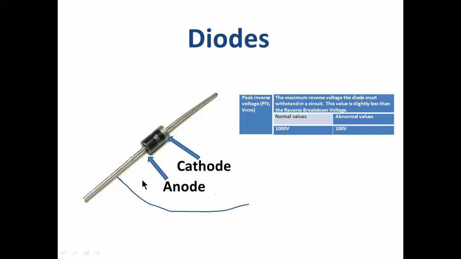The peak inverse voltage is the maximum voltage that the diode can withstand without conducting in reverse. So the normal value is about 1000 volts. We should be able to put 1000 volts on this diode and the current shouldn't reverse.